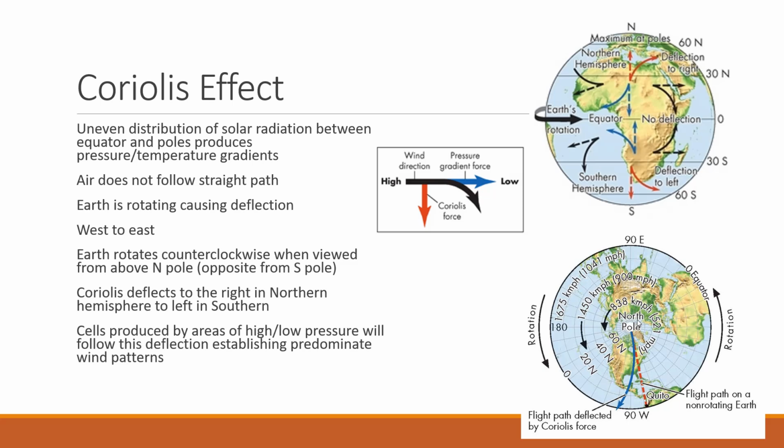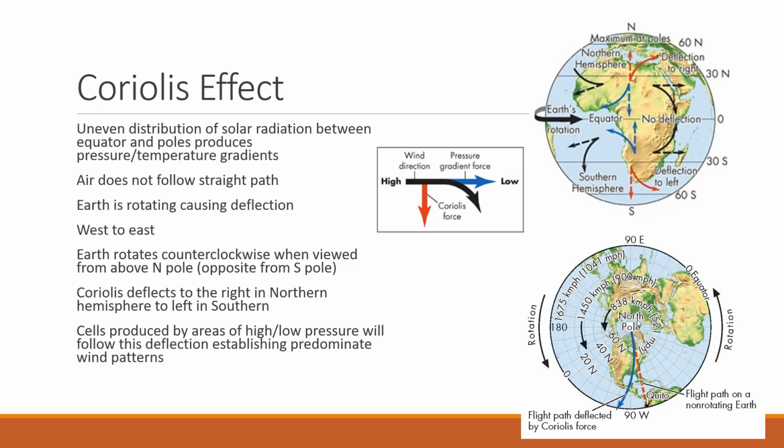The Coriolis effect arises from the uneven distribution of solar radiation between the equator and the poles. So we have differences in pressure and temperature gradients. We also have the Earth spinning. So air will not follow a straight path. The straight path is deflected due to the rotation of the Earth. So Earth rotates west to east. Earth rotates counterclockwise when you view it from the North Pole and opposite when you view it from the South Pole.